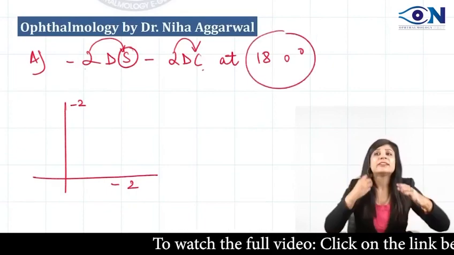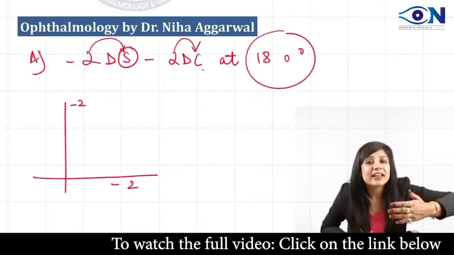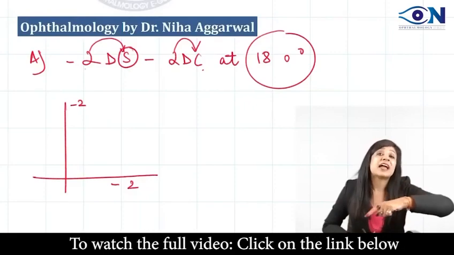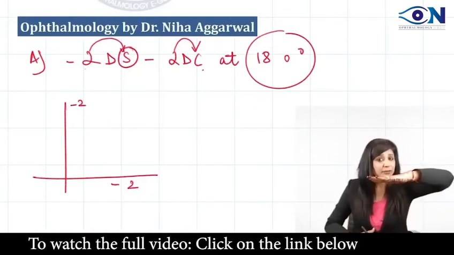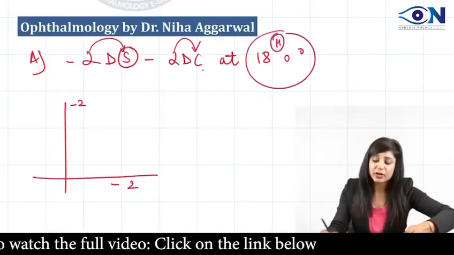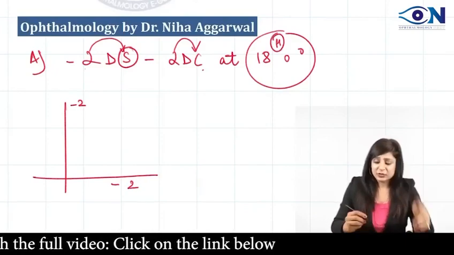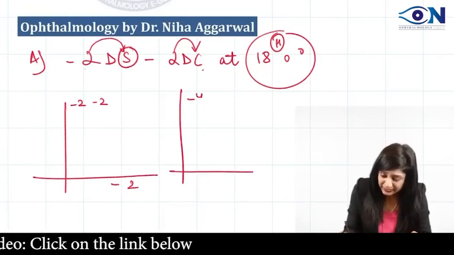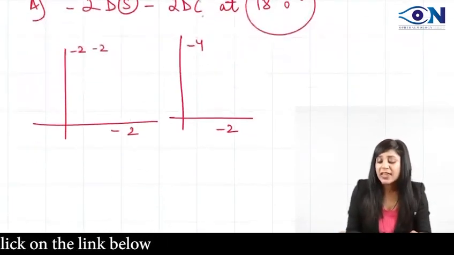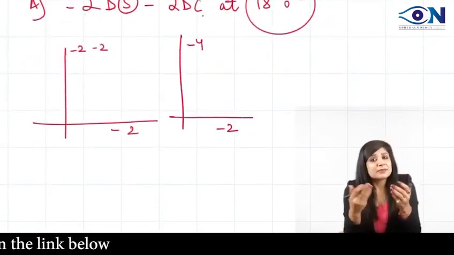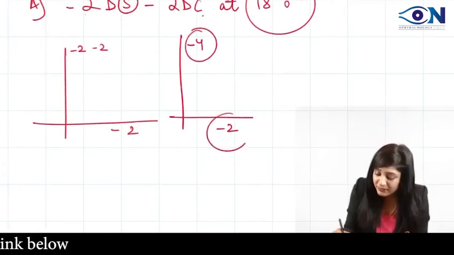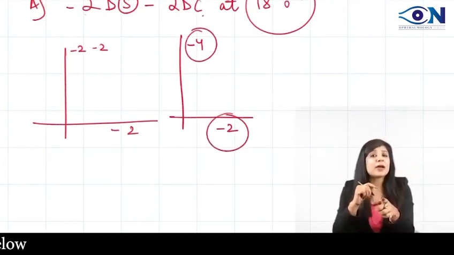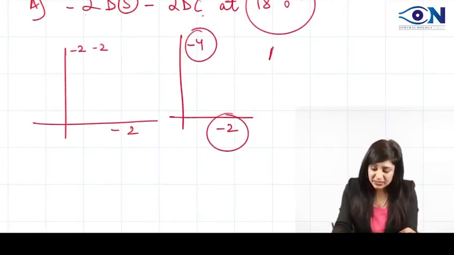Now the most important thing is that whenever we are giving a cylinder, the power will always act at a perpendicular plane. So 180 matlab horizontal. So if I am giving it horizontal, it will act at vertical. So -2 will add here. So finally what you are getting is -4 and -2. Now can you see, is it astigmatism? Yes, because we are having different power in both the meridians. Different power in both the meridians matlab it is astigmatism.